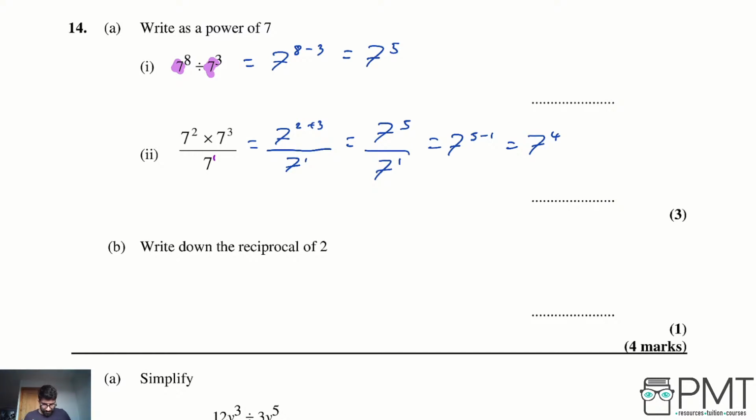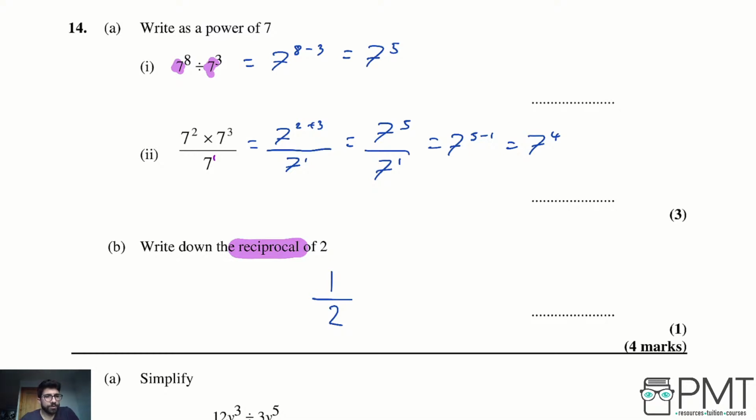And part B says write down the reciprocal of 2. Reciprocal, remember, it means you do this. Reciprocal of 2 is 1 over 2. Right. So that's the first section I wanted to do.